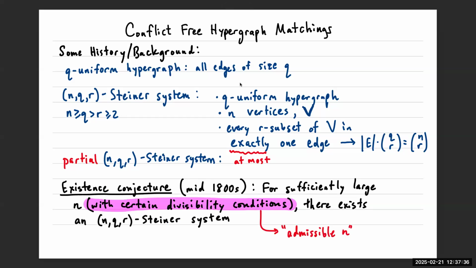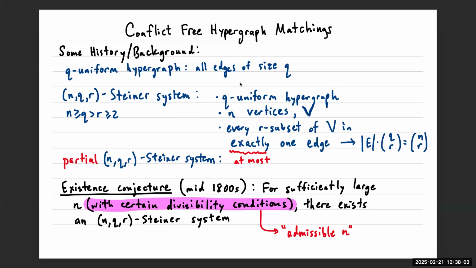The existence conjecture from the mid-1800s. For sufficiently large n, so basically it's just the existence conjecture. I think it's more general than this maybe, but let's just say that. It's not obvious that these things exist for any given r and q, and n satisfying some divisibility properties.